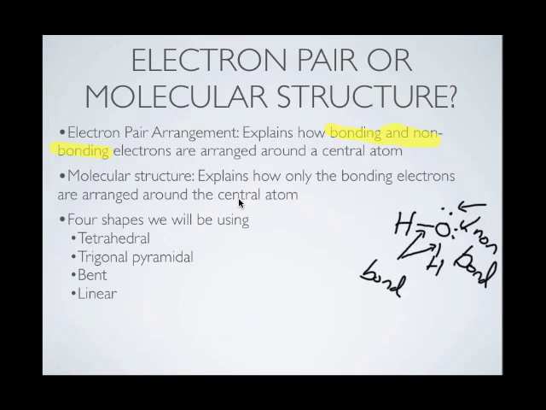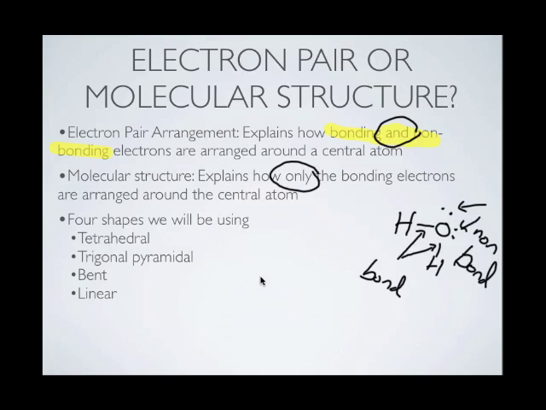Because the other definition only deals with the bonding electrons. Those are molecular structures. They both explain different shapes of the atom. The electron pairs consider bonding and non-bonding. The molecular structures only consider the bonding electrons for the shapes. So, four shapes that we're going to consider.